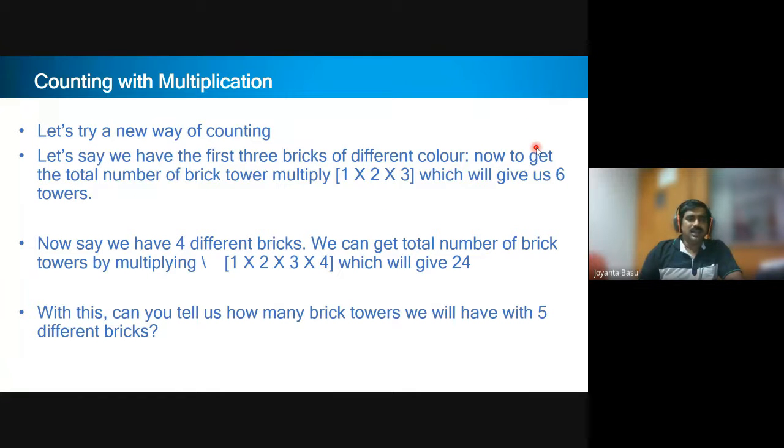So let's try a new way of counting. Let's say we have the first 3 bricks of different colors. We get the total number by multiplying 1 cross 2 cross 3, so it's 6. For the 4 different bricks, 1 cross 2 cross 3 cross 4, so it's 24. So 24 total towers are possible. Similarly for the 5, what will be the answer? Can anybody try?